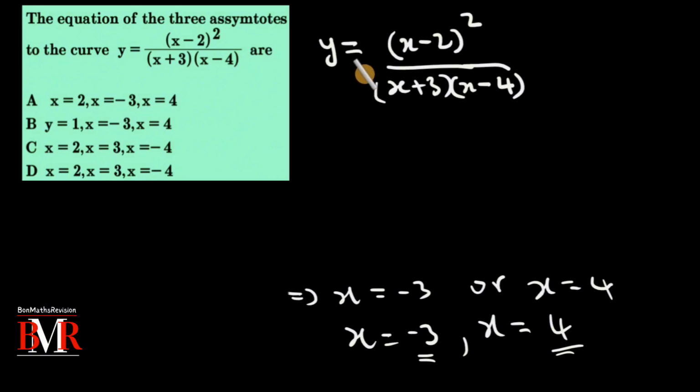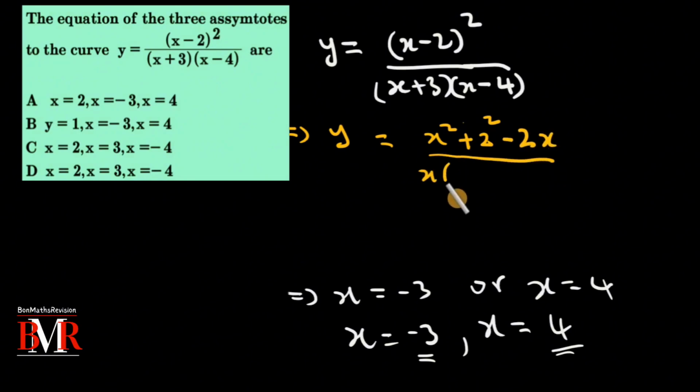So now we need to find out whether this curve has an oblique or a horizontal asymptote. You know, when a curve has an oblique asymptote, then it will not have a horizontal asymptote. And if a curve has a horizontal asymptote, it will not have an oblique asymptote. To find out, we need to expand the numerator and the denominator to compare the degrees of the polynomials. That is y equals (x squared plus 2 squared minus 2x) all over x times (x minus 4) plus 3 times (x minus 4).